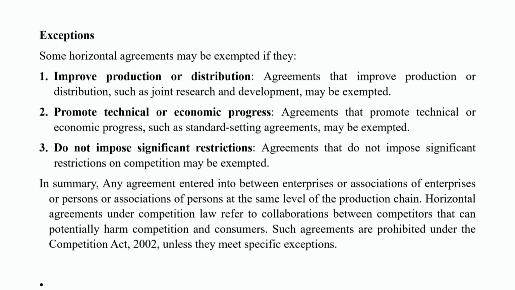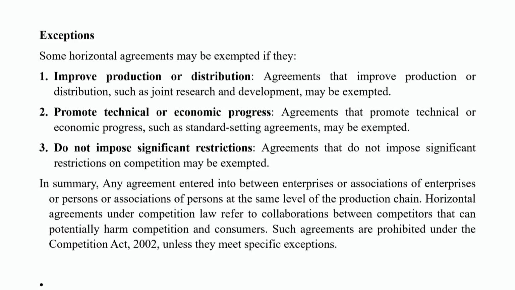So in conclusion, what we can take from this topic is that any agreement entered into between enterprises or associations of enterprises, or persons or associations of persons, at the same level of the production chain, is a horizontal agreement. Horizontal agreements under competition law refer to collaboration between competitors that can potentially harm competition and consumers. Such agreements are prohibited under the Competition Act 2002 unless they meet a specific exception. What exceptions exist we have already discussed.